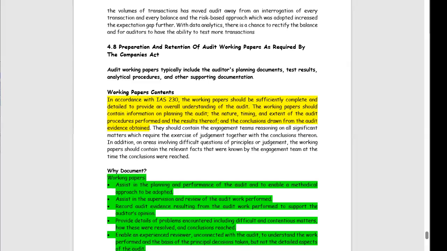Our working papers provide evidence. Working papers facilitate planning. Working papers facilitate the review of the audit work performed. Working papers are a basis of giving instruction to the audit staff regarding the work which they are supposed to be undertaking. So let's go to the objectives of audit documentation.